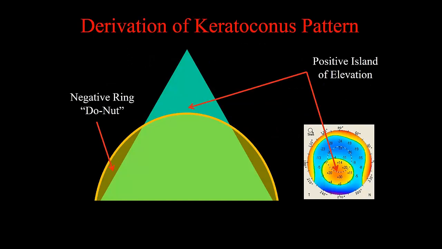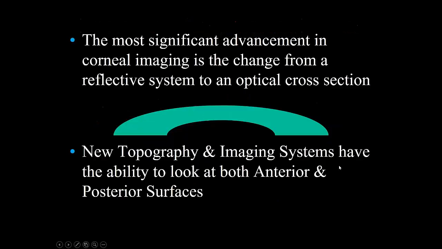Now I'm going to back up just a second. Realize this is actually from an eye, but you'll almost never see a pure cone looking like this, because almost all keratoconic corneas also have significant astigmatism. So we look for these positive islands usually superimposed on an astigmatic pattern.